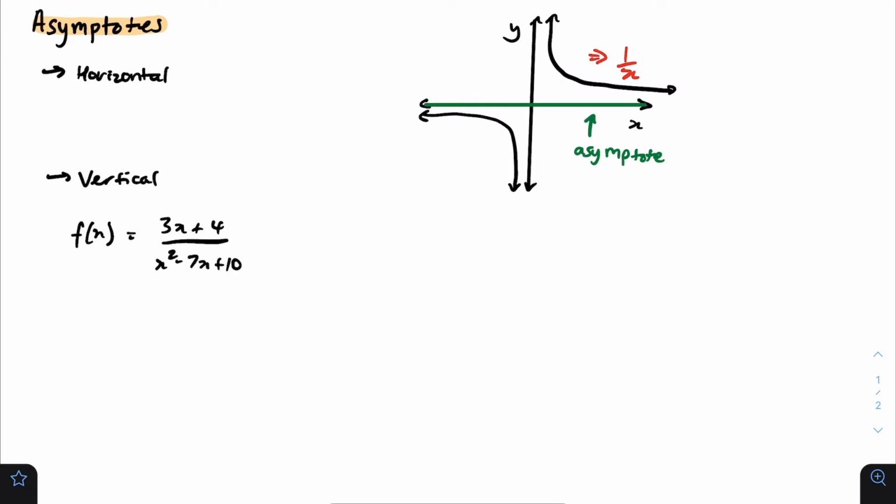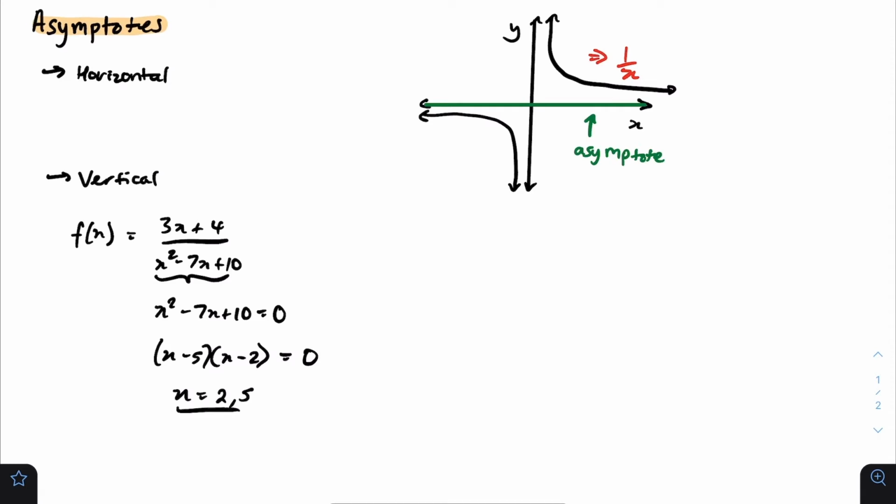All right, so vertical asymptotes: since they're vertical and the y-coordinates are going towards infinity, the denominator of the function has to equal 0, because the closer it is to 0, the bigger the number is, and therefore the closer to infinity. So we take the denominator and set it to 0. We get x squared minus 7x plus 10 equals 0. Since it's a quadratic, we can factor it and get x minus 5 times x minus 2 equals 0. So x is equal to 2 and 5.